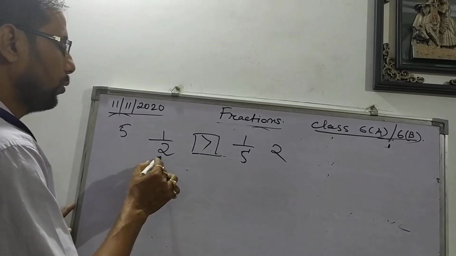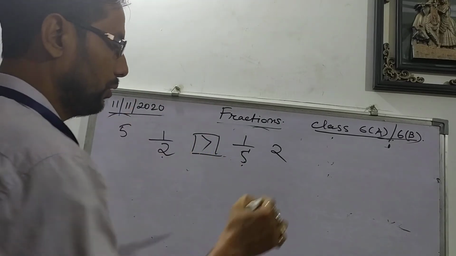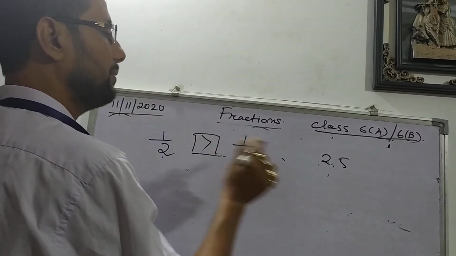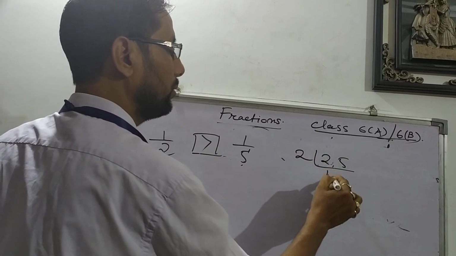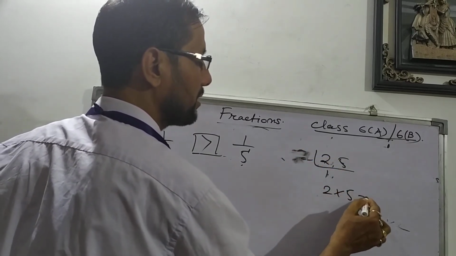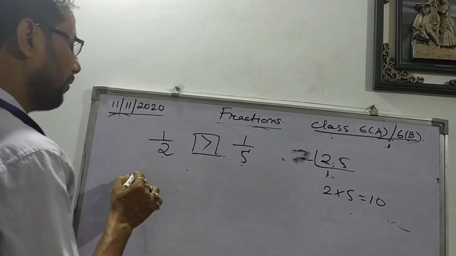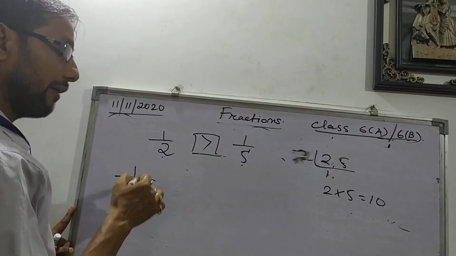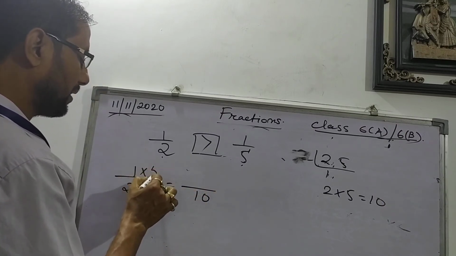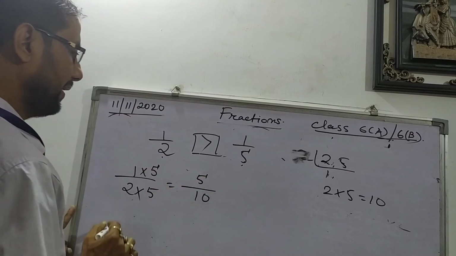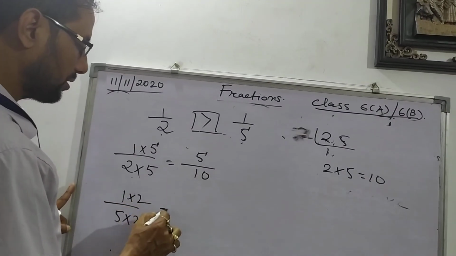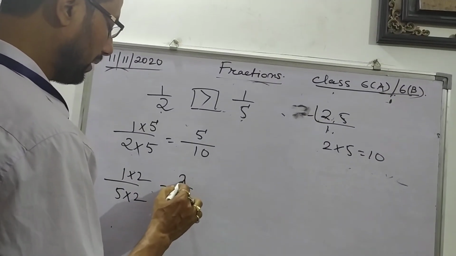How will I do it? The LCM of 2 and 5 is 10. 2 comma 5. Let me rub this part. LCM is 10. 2 ones are 2. And since both are prime numbers, I will have 2 multiplied by 5 equal to 10. So now, 1 by 2, I have to make the denominator 10. So 1 by 2 multiplied by 5, here also multiplied by 5, I will get 5 by 10. Then next, 1 by 5. What will I do? Multiply by 2, which is equal to 2 by 10.